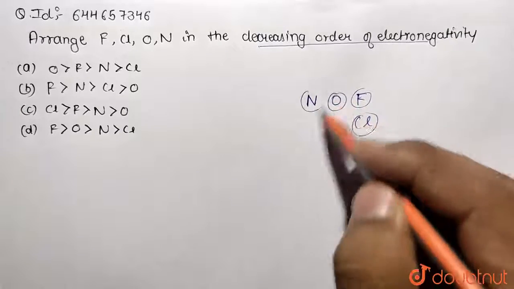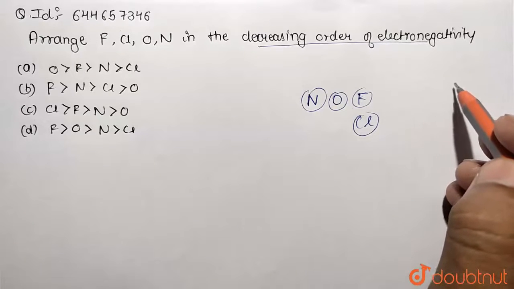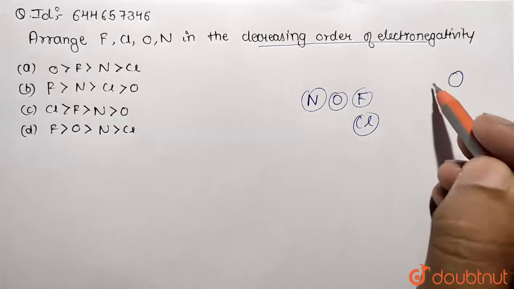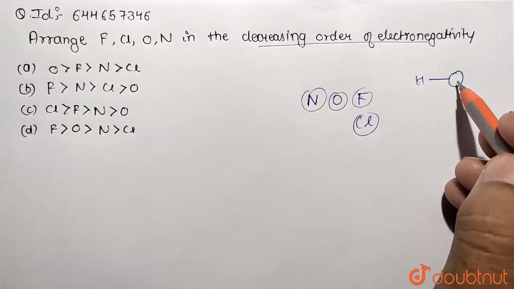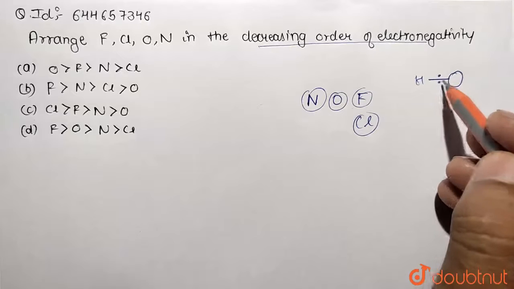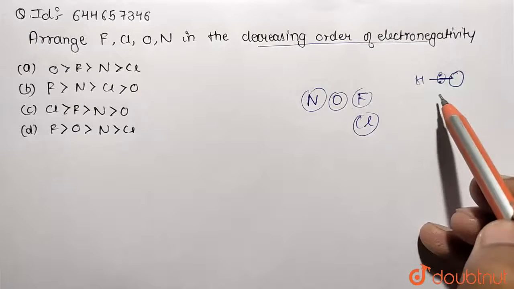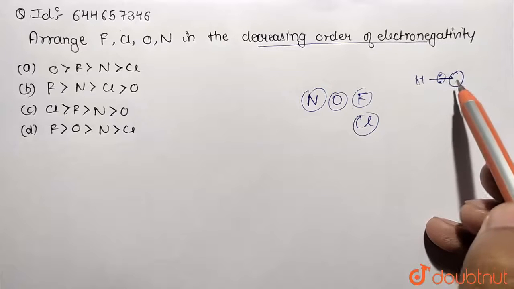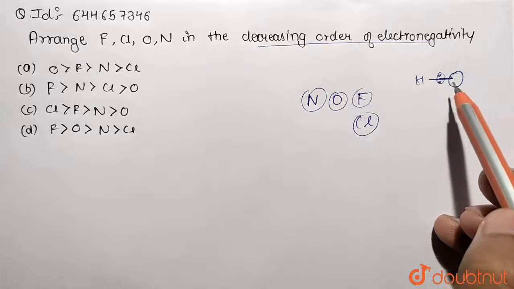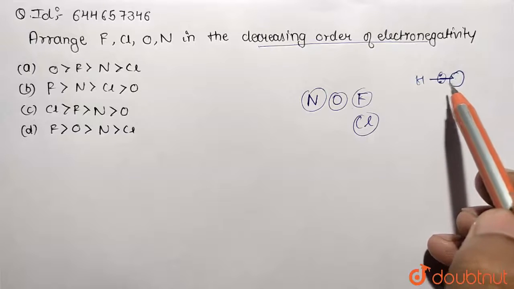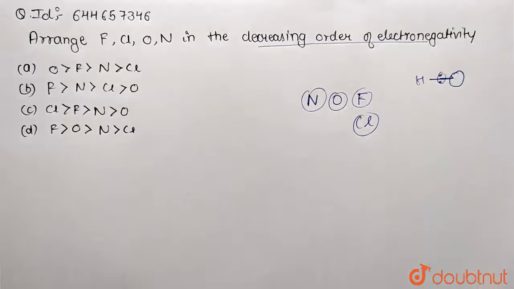Now what we know is that the smaller the size, the more the effective nuclear charge. If we talk about smaller size, then correspondingly they are forming a bond. If the effective nuclear charge is more, then it is going to attract the shared pair of electrons towards itself. That's the property of electronegativity: if an element has high nuclear charge, it is going to attract the shared pair of electrons. So if the electronegativity value is more, they are going to attract this shared pair of electrons.